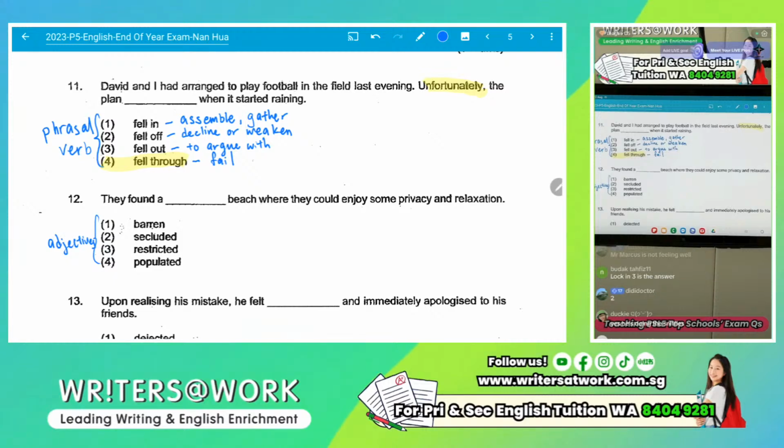Okay, Didi Doctor is back. Thank you again for your concern.